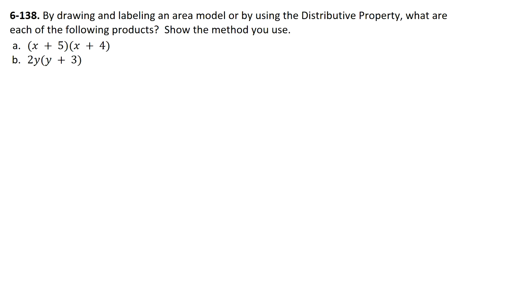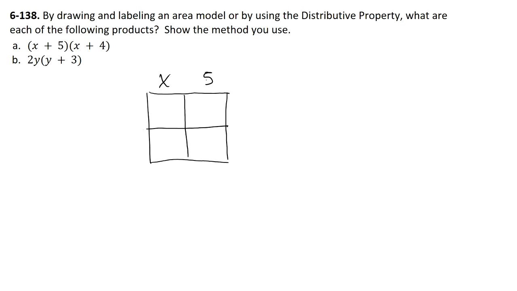So 138 says, by drawing and labeling an area model or by using the distributive property, what are each of the following products? Show the method you use. So for the first one, I'm going to use a generic area model. The dimensions of it, it's going to be a 2 by 2 grid, or 2 by 2 array. And across the top, I'll go ahead and write an x and a 5. And then down on the left, I'm going to write an x and a 4.